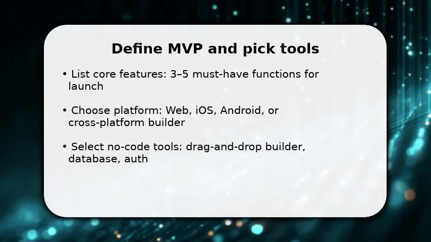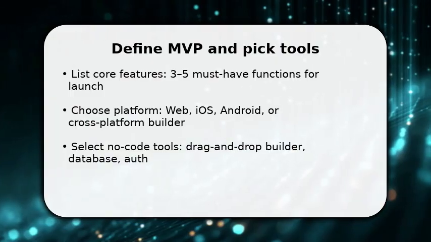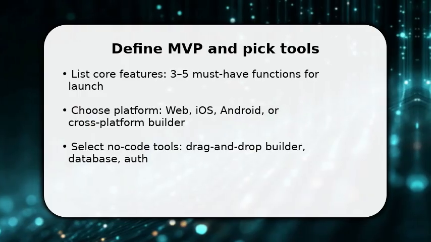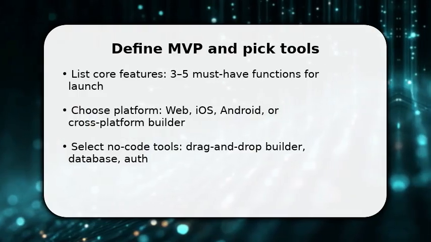You start by defining a tight MVP. Focus on 3-5 core features that prove value quickly. Once done, map user flows on one page so you know the screens and data needs.